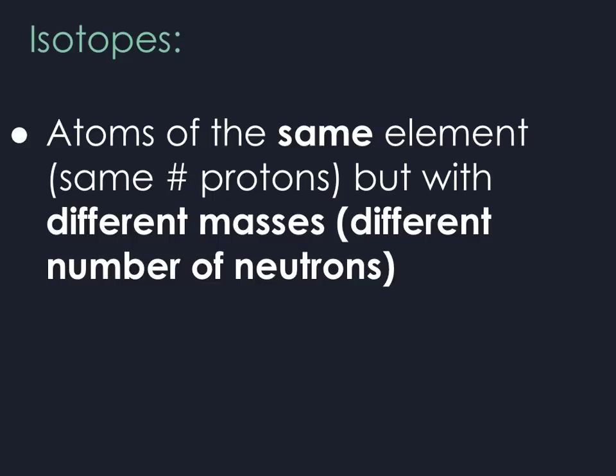So we're talking about these atoms, and I said that atoms of the same element always have the same number of protons. So that means, let's start with hydrogen. Hydrogen always has 1 proton.